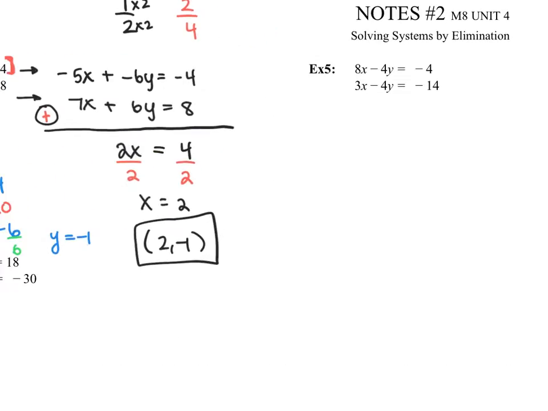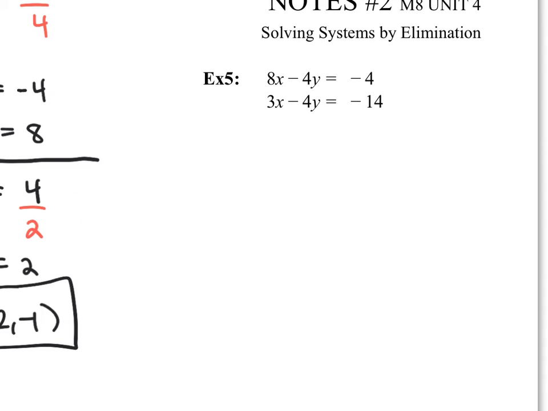So let's look at example 5 and get started on this one. So which variable do you think you're going to be able to eliminate? X's or y's? Since y seems to have, in this case, a negative 4 in front of both of them, but our absolute values of our numbers are the same, we're going to focus on eliminating the y value.